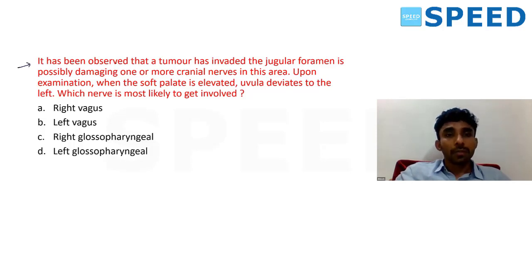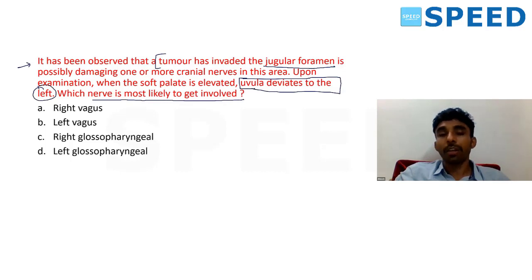A tumor invading the jugular foramen at the base of the skull, damaging one or more cranial nerves in this area. During examination, when the soft palate is elevated, the uvula deviates to the left side. The question is, which nerve is most likely to get involved by the tumor growth? So the key word here is deviation of uvula to the left side.